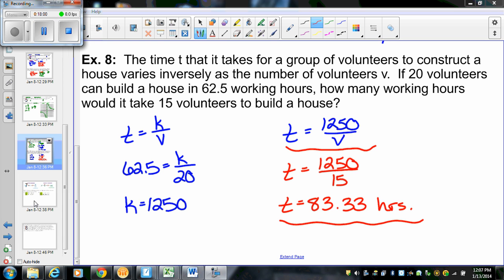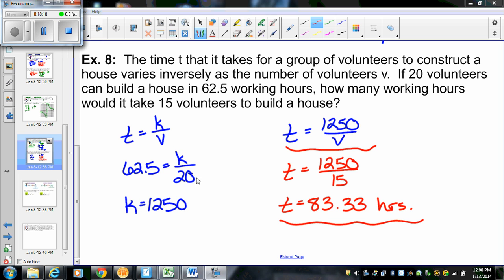Okay, so hopefully at first you came up with the relationship that the time it takes to build the house is equal to k divided by v, which is the number of volunteers. Which makes sense. Those should be inversely related. The more people you have helping, the less time it should take to build the house.